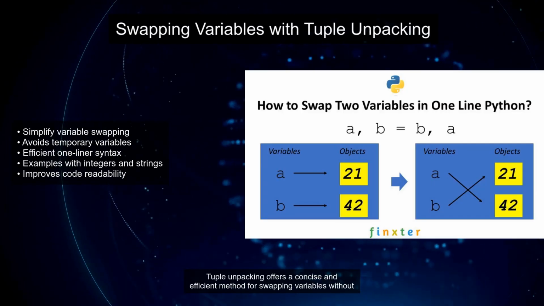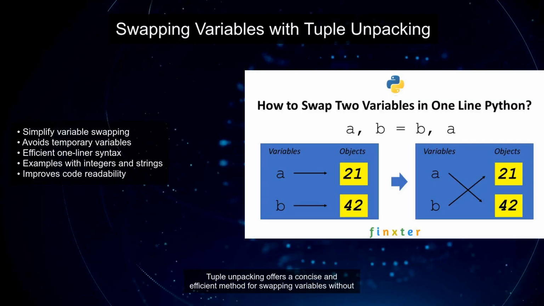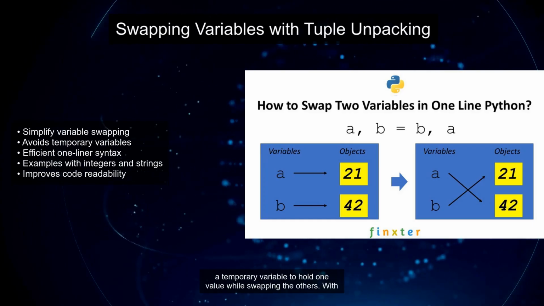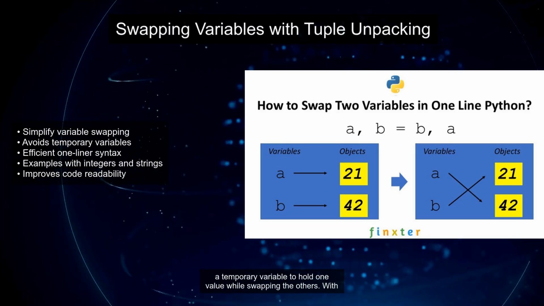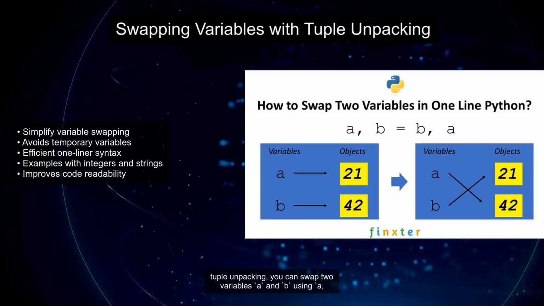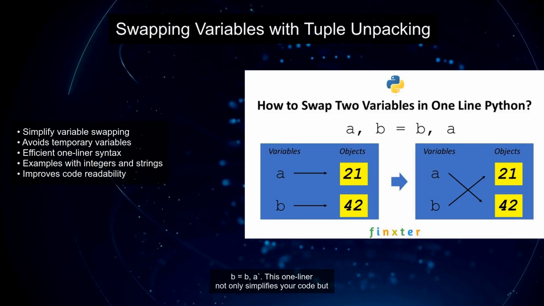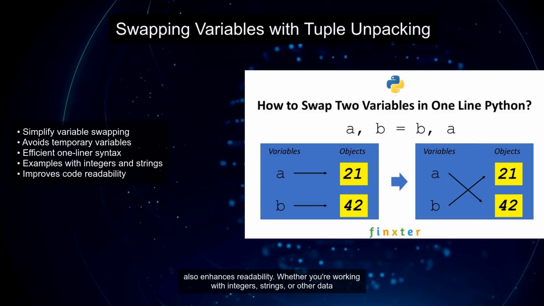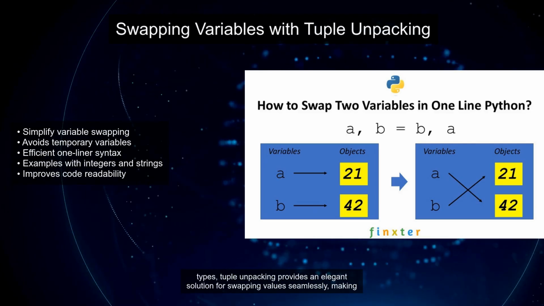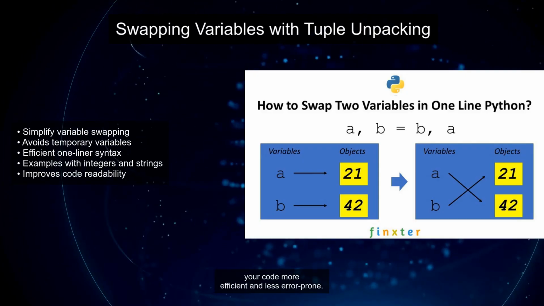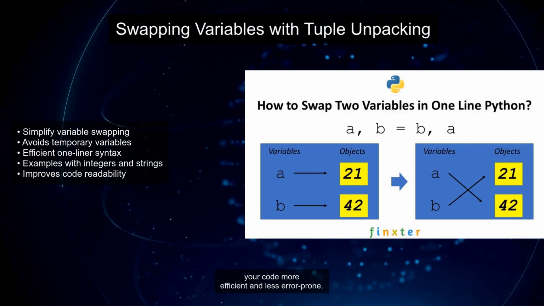Tuple unpacking offers a concise and efficient method for swapping variables without the need for a temporary variable. Traditional swapping involves multiple steps, using a temporary variable to hold one value while swapping the others. With tuple unpacking, you can swap two variables a and b using a, b = b, a. This one-liner not only simplifies your code but also enhances readability. Whether you're working with integers, strings, or other data types, tuple unpacking provides an elegant solution for swapping values seamlessly, making your code more efficient and less error-prone.